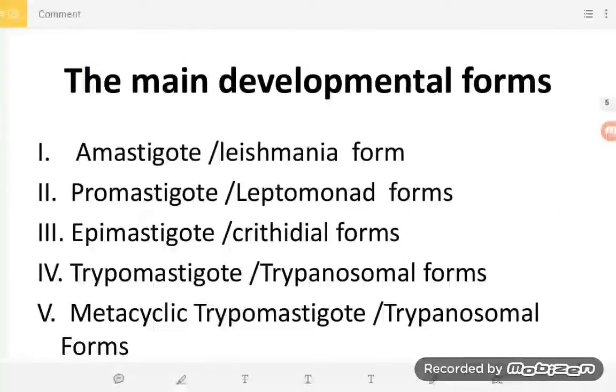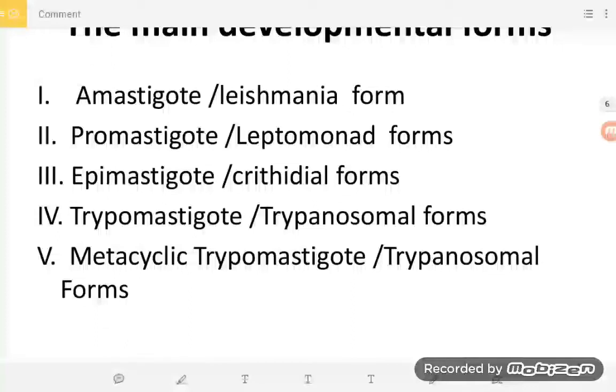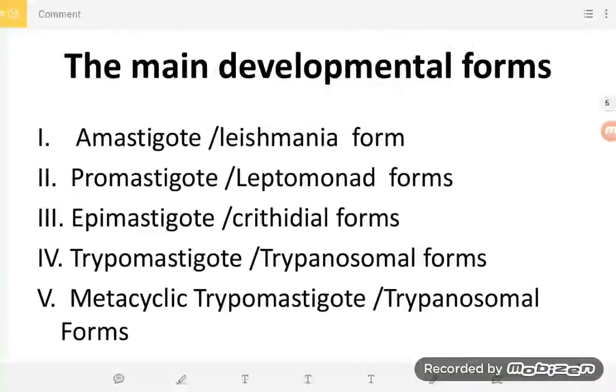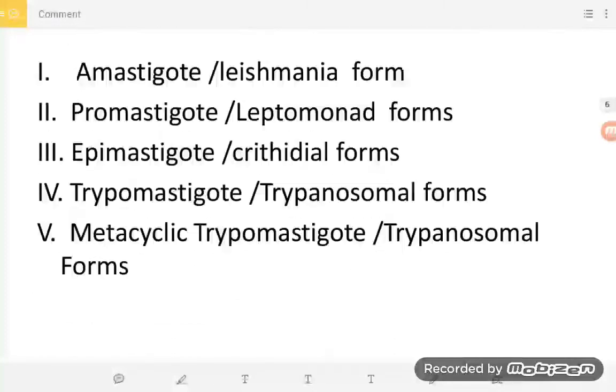Then the main developmental forms: there are 5 stages we can see. One is the amastigote form, second the promastigote form, third the epimastigote form, fourth the trypomastigote, and fifth the metacyclic trypomastigote form. These are the 5 stages we can see in haemoflagellates, right? But according to the species, some stages may be missing.